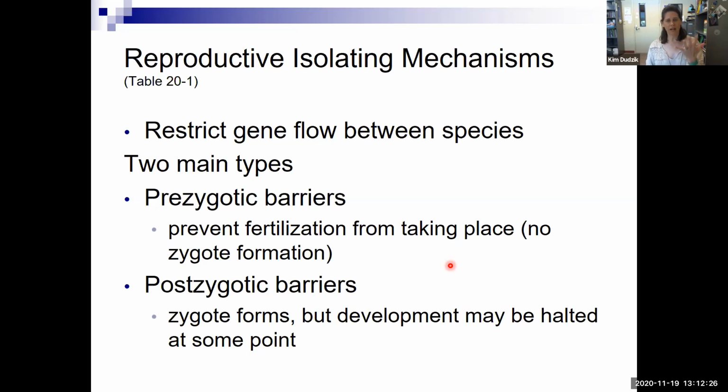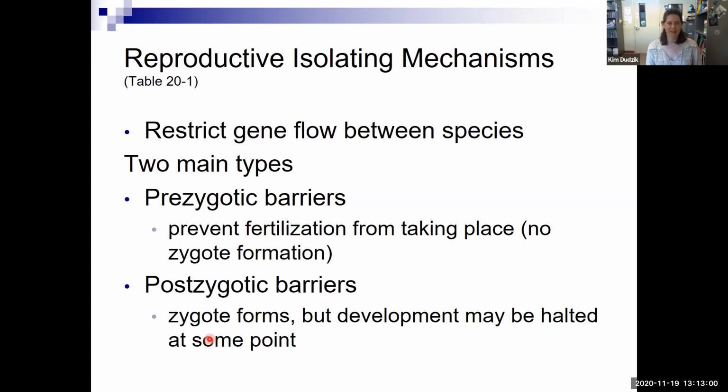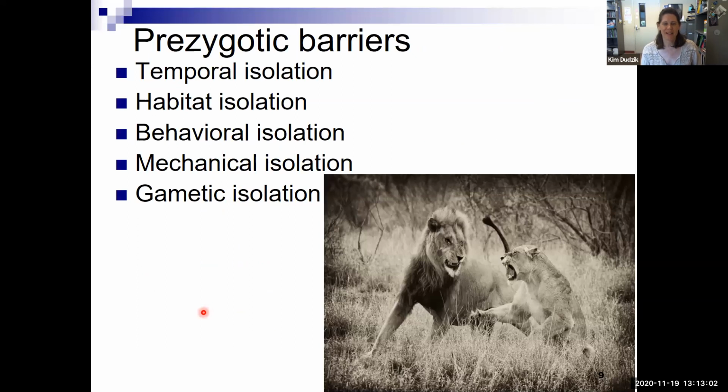So let's look at the 5 prezygotic barriers. You need to know these terms. Nice vocabulary terms for you: temporal isolation, habitat isolation, behavioral isolation, mechanical isolation, and gametic isolation. I like this picture here because she's kind of being a barrier for mating. He wants to mate with her and she's making him work for it. She might prevent it. Just a silly example to show you a type of prezygotic barrier. Again, you're going to prevent the actual mating.